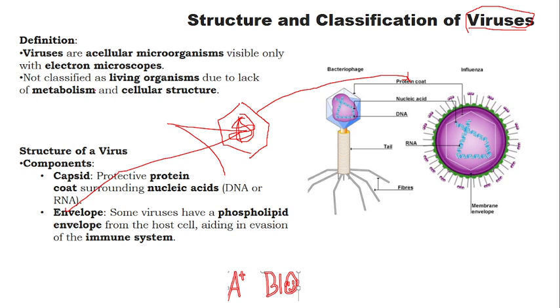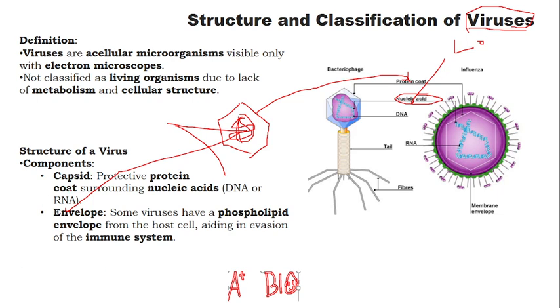But based on the other side, they don't make any metabolism. It means there is no enzyme and there are no cellular organelles. They consider this one as a non-living organism. But based on that, they have nucleic acid. When we say nucleic acid, it is DNA or RNA. Because of this one, this virus is a living organism.